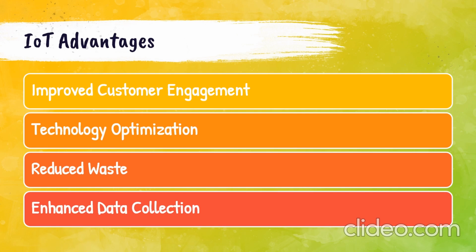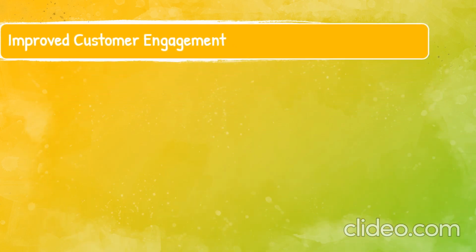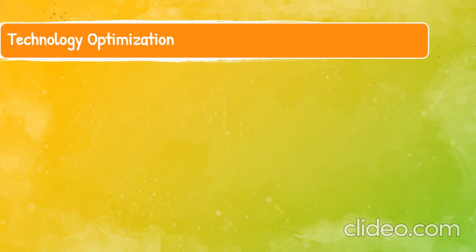Next one, technology optimization. The same technologies also improve device use. Whatever the technologies we are using, whatever the devices we are using, IoT brings them to their optimized value. IoT unlocks a world of critical function and field.